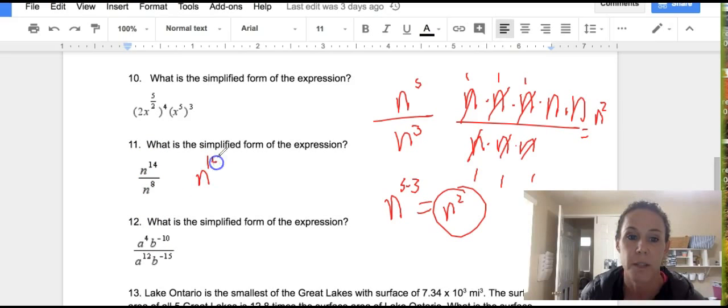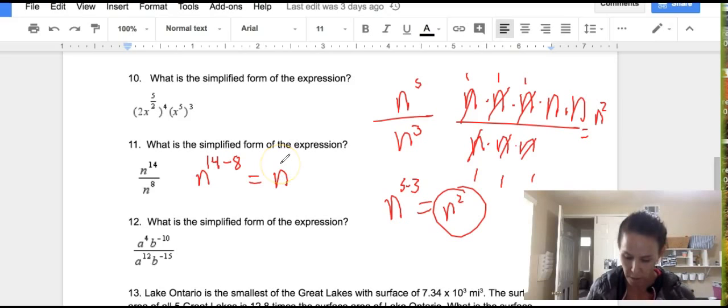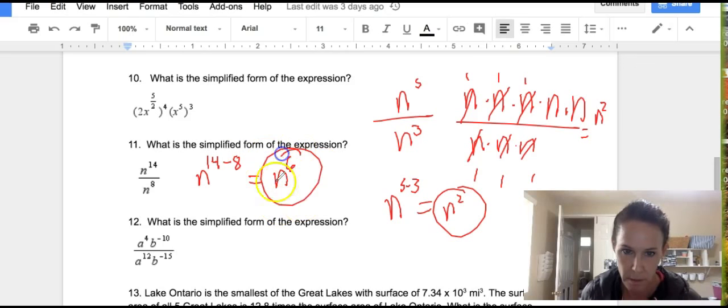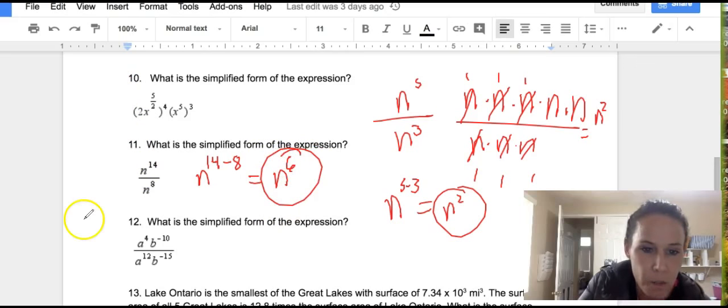This would be n to the 14 minus 8, which gives me n to the, what is that? 14 minus 8 is 6. Yes, and you're done. All right, on to the next one.